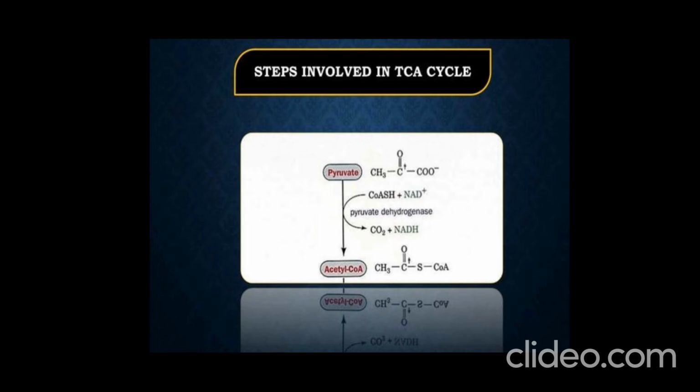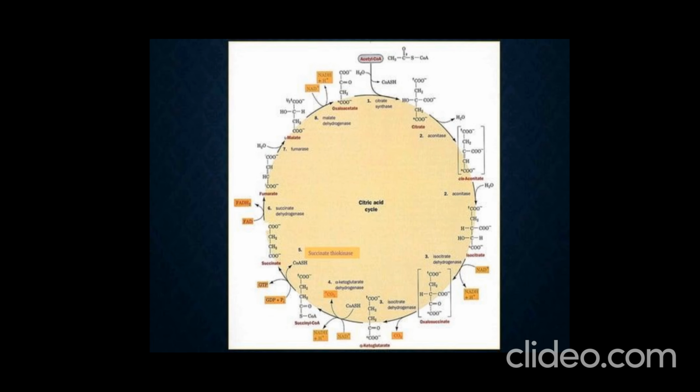So, the steps involved in the TCA cycle. This is the first step. The first step is a linking step from glycolysis to the citric acid cycle. Here the pyruvate, the end product of glycolysis, is converted to acetyl-CoA with the help of the enzyme pyruvate dehydrogenase. So this is the linking step of glycolysis and the citric acid cycle. From that, acetyl-CoA enters the citric acid cycle and forms citrate. Acetyl-CoA condenses with oxaloacetate by citrate synthase to form citrate.